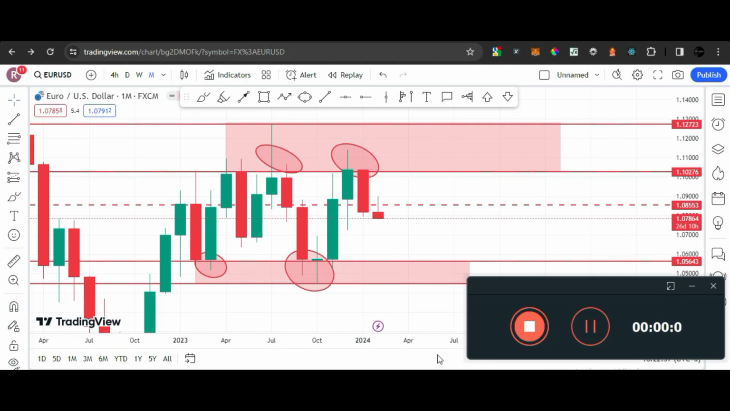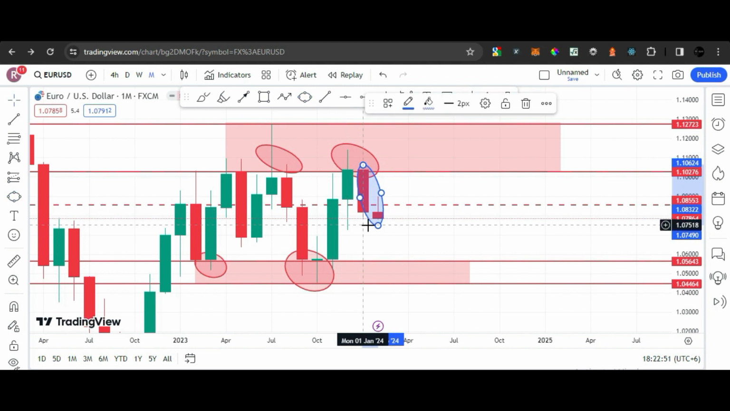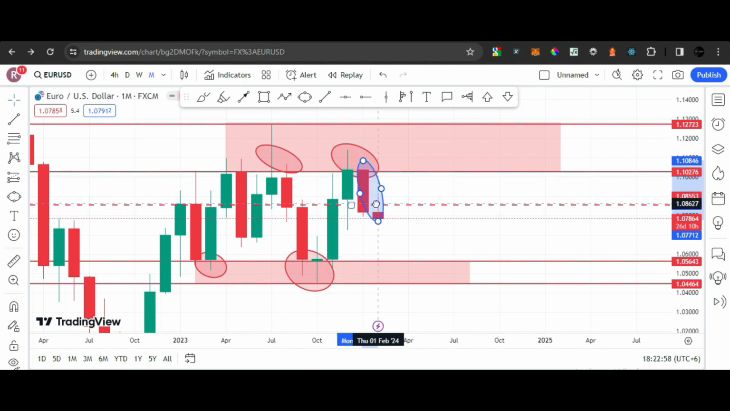Hello guys, good day. This is Euro USD and we are currently on the monthly time frame. This is our January candlestick. Not this one, hold on guys. I am talking about this red one. So this is our candlestick of January and it's a very good bearish candle, a very strong one. So let's recap from the beginning.